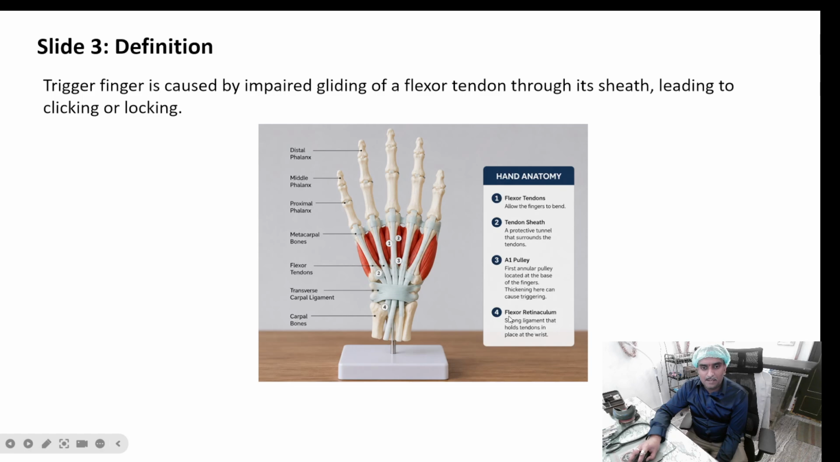Number four, that is the flexor retinaculum. The flexor retinaculum is the strong ligament that holds the tendon in place at the wrist. So this is the distal phalanx, this is the middle phalanx, this is the proximal phalanx, this is the metacarpal bones, flexor tendon, transverse carpal ligament, carpal bones.